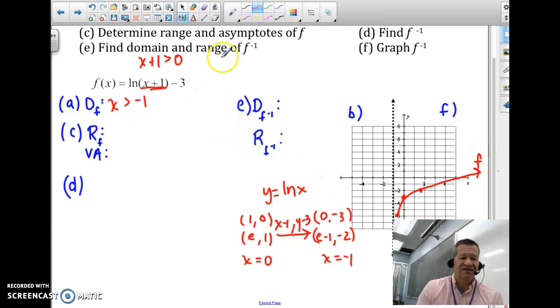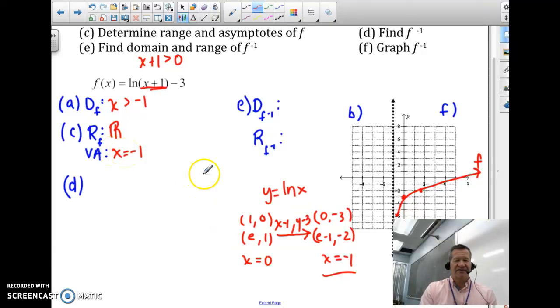All right, part C is to determine the range and the asymptotes of the function. By the way, you can notice from my graph the domain is x is greater than -1. It was graphed to the right. The range goes down forever and up forever. That's just going to be all real numbers. And the vertical asymptote ended up being at x equals -1.